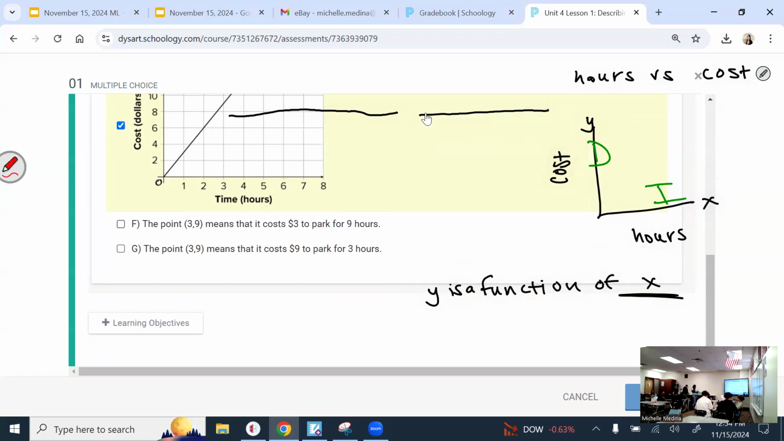What order are coordinates always in? X and then Y. So is that my X variable, the cost? So don't pick that one. Pick the one that says the 0.39 means it costs $9 to park for 3 hours. Time and then the cost. Put on that one. That was a lot of parts.